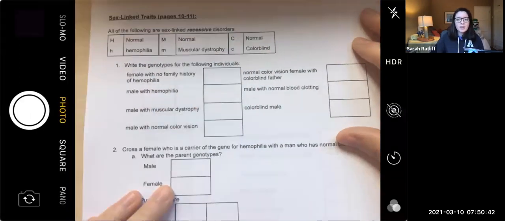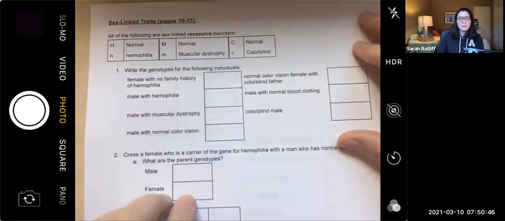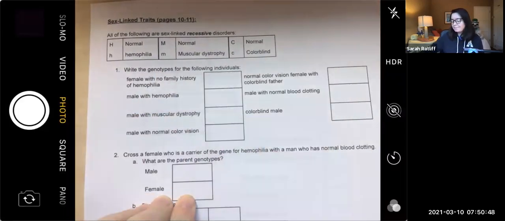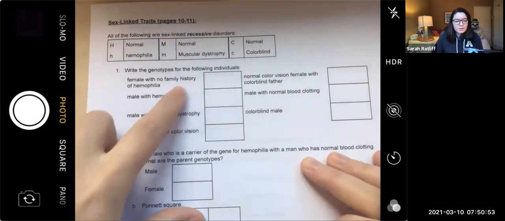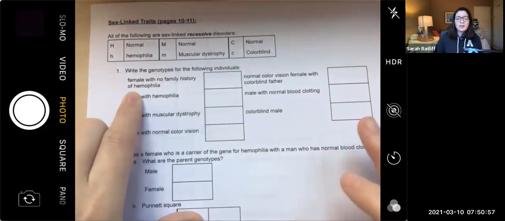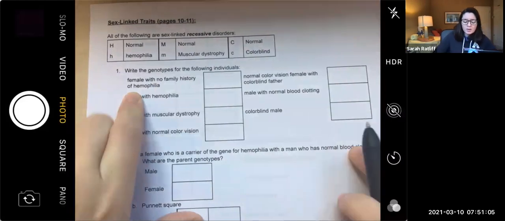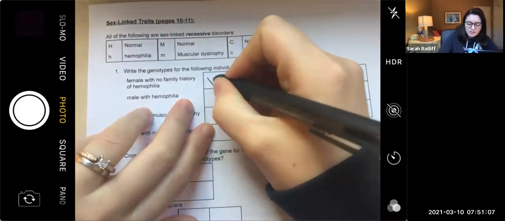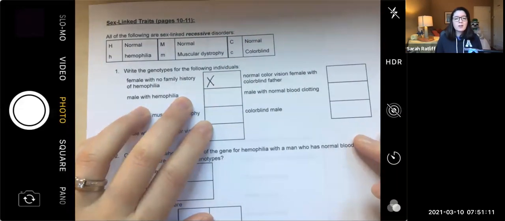All right, so let's get a little practice going on here. Write the genotypes for the following individuals. We have a bunch here that we need to fill in. A female with no family history of hemophilia. We know these are sex-linked, so we're going to have to write in our chromosomes. If it's a female, she's going to have 2 X's for her sex chromosomes. So right away we can draw in an X for her first chromosome, and then we need to decide what her alleles look like.